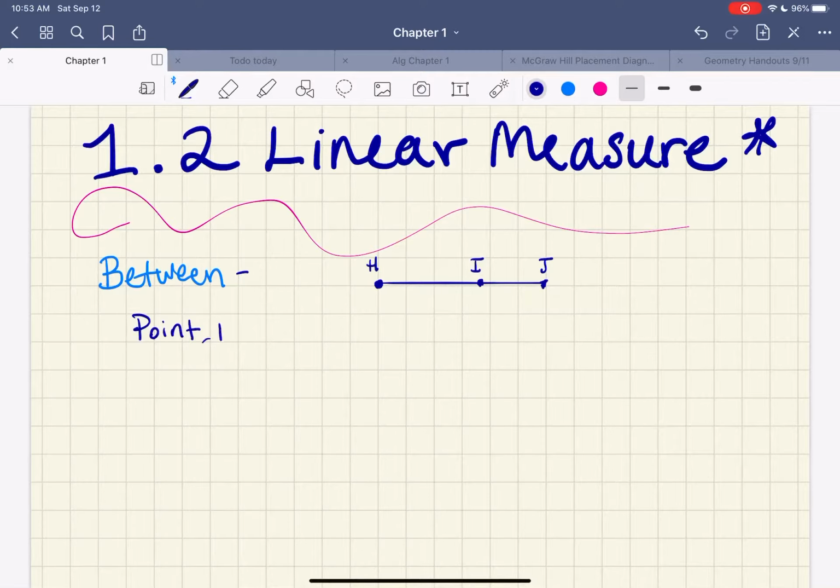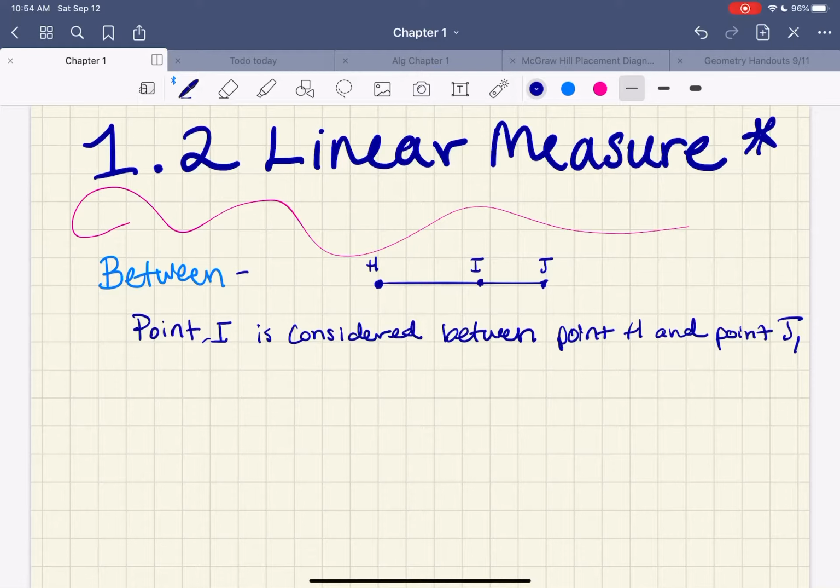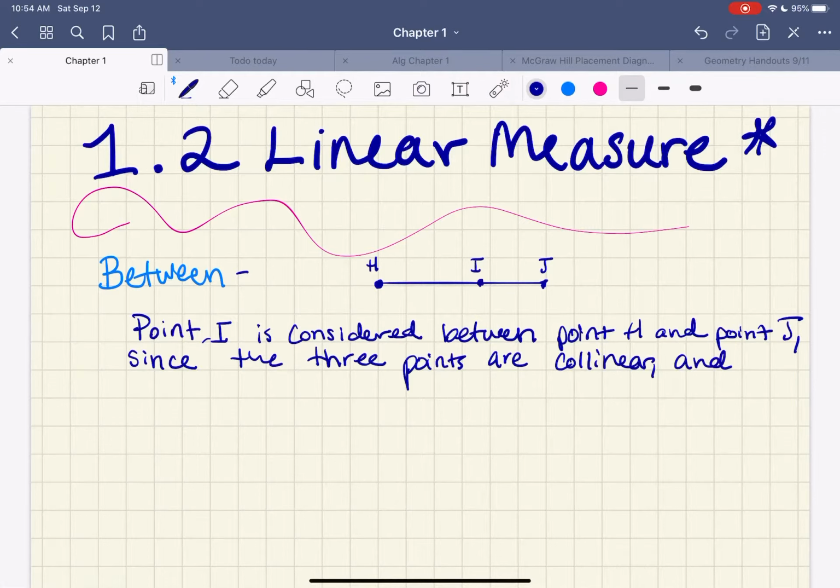Point I is considered to be between point H and point J, since the 3 points are collinear and HJ must be equal to HI plus IJ. HI plus IJ has to equal the total.